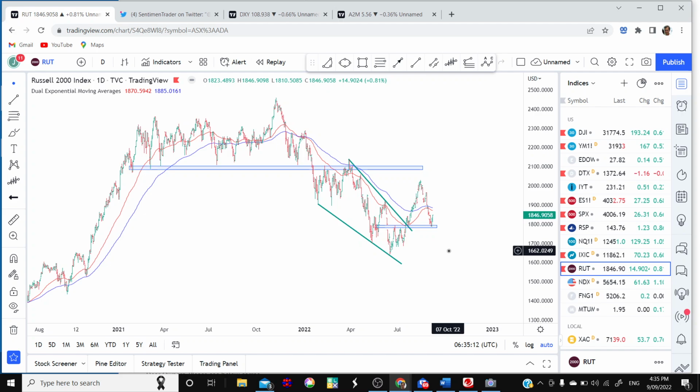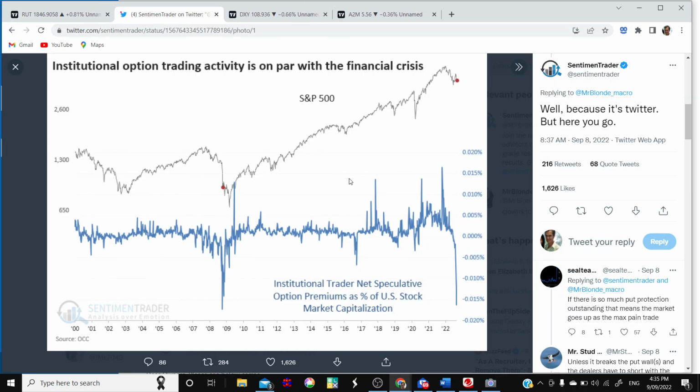Now, I just want to quickly show you a fascinating chart which turned up on my Twitter feed during the week from the guys over at Sentiment Trader. And this is another reason why I don't want to get locked into an overly bearish mindset, as so many people currently have locked themselves into. What this is showing is institutional trader positioning in options.